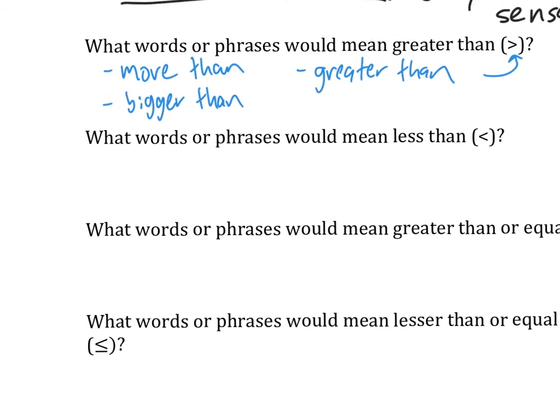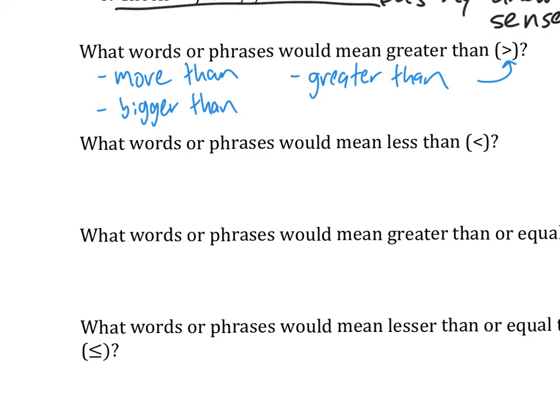Now let's think about what words or phrases would mean less than. Well, we'd have smaller than. We would have fewer than. And then also less than, obviously.